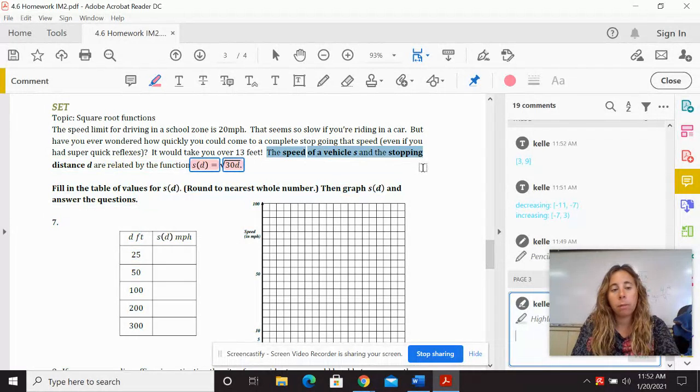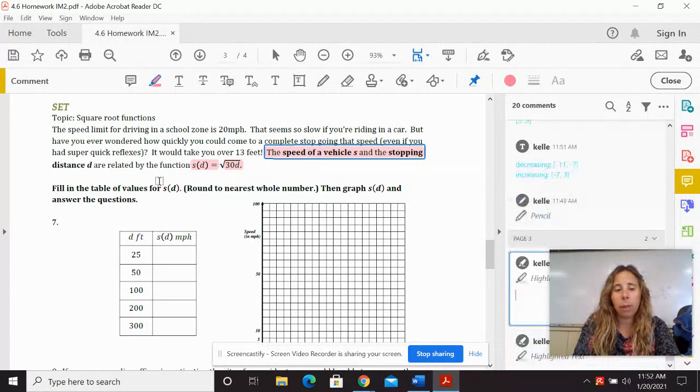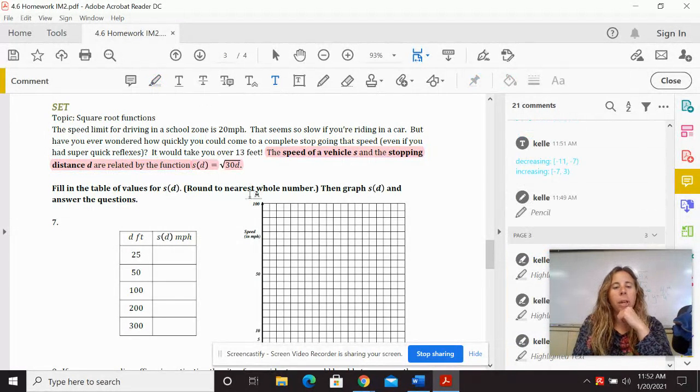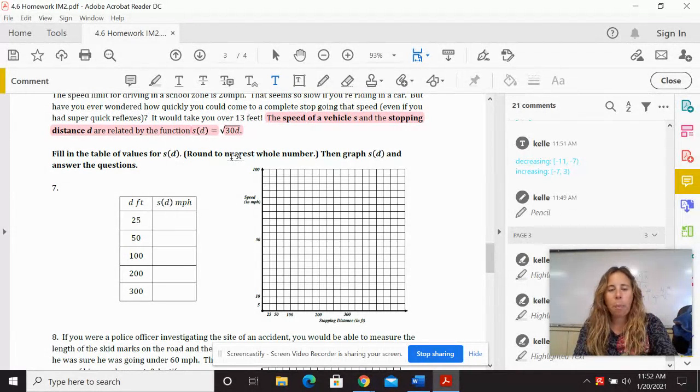Oh, too much. Okay, we'll do one thing at a time. There we go. Okay, that's your important information. So it says fill in the table, round to the nearest whole number, then graph s of d and answer the questions. So round to the nearest whole number. What you're going to do is substitute these values in for d and solve. So I'll go ahead and do the first one for you. I'm not going to do all of these.